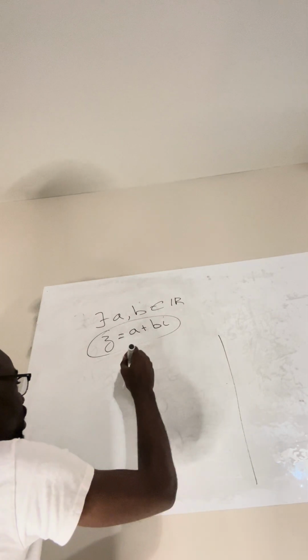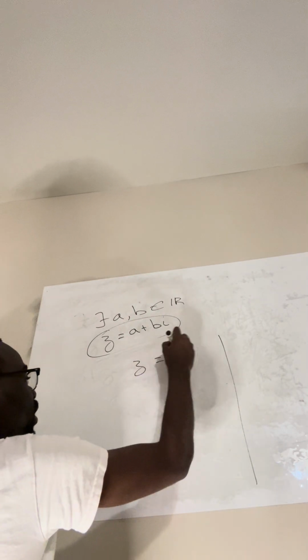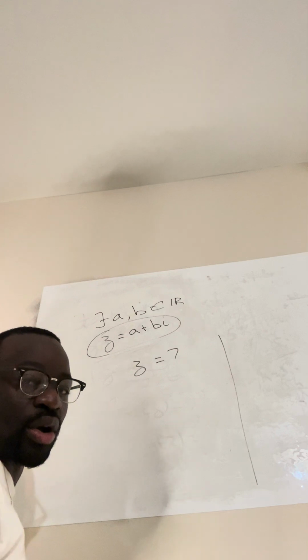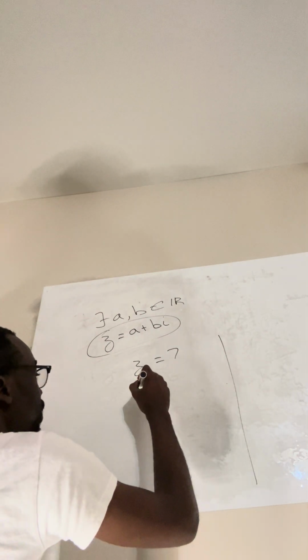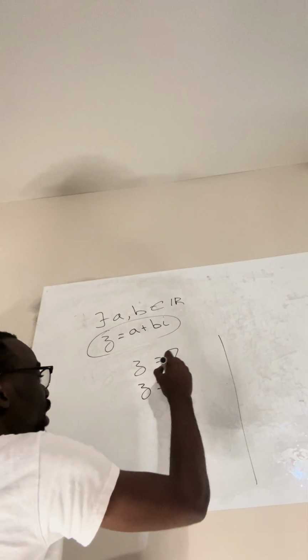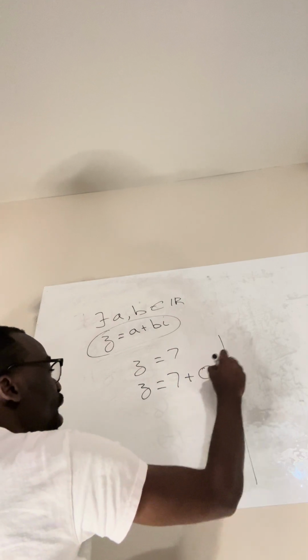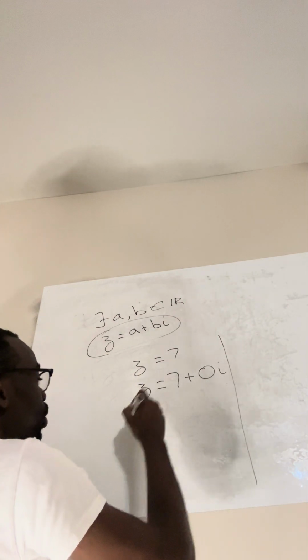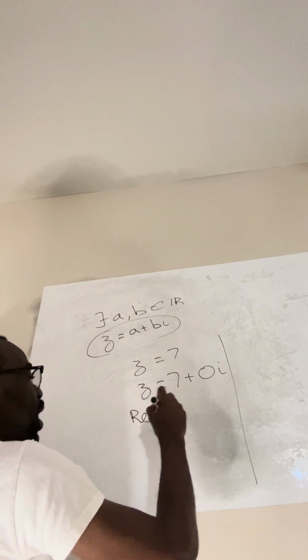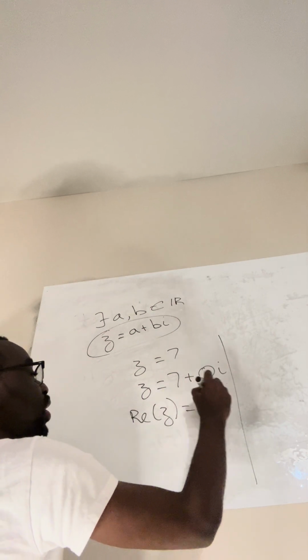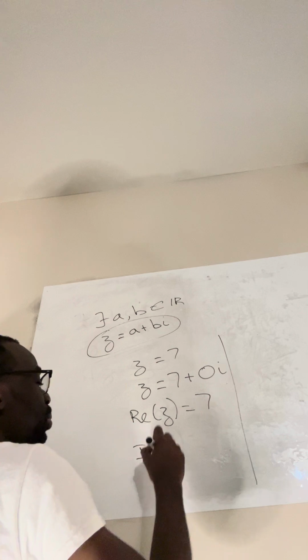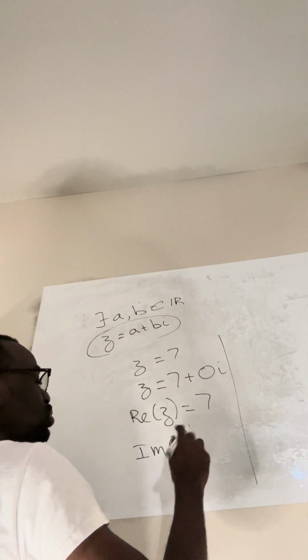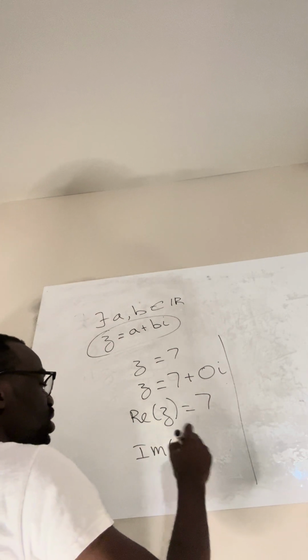How about this one? Z equal 7. Is it a complex number? Yes, it is. I can rewrite it as 7 plus 0i. Yes, it's a real number, and it's a complex number too, where the real part will be 7 and the imaginary part is 0.